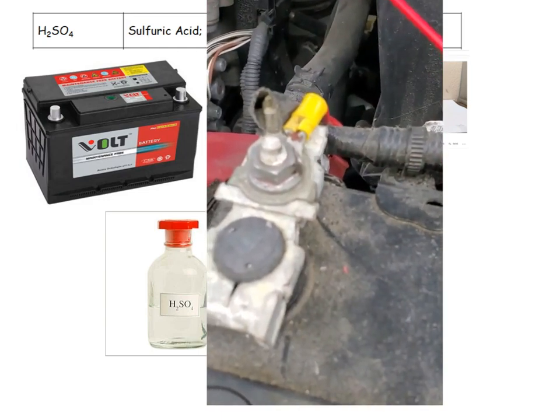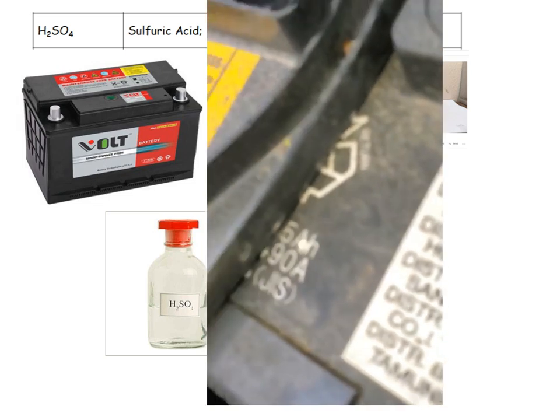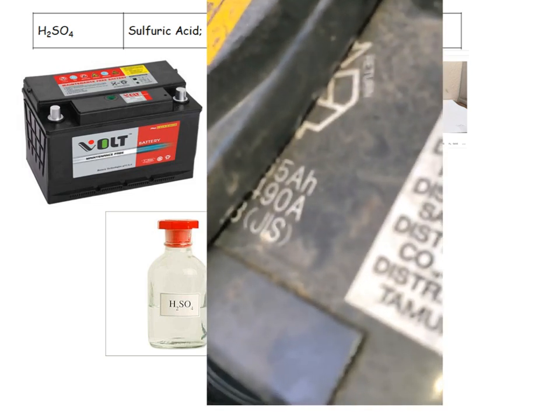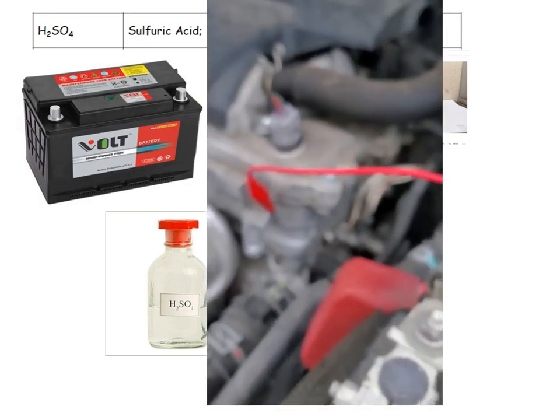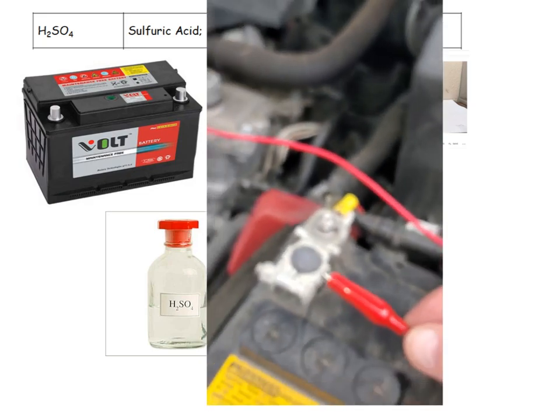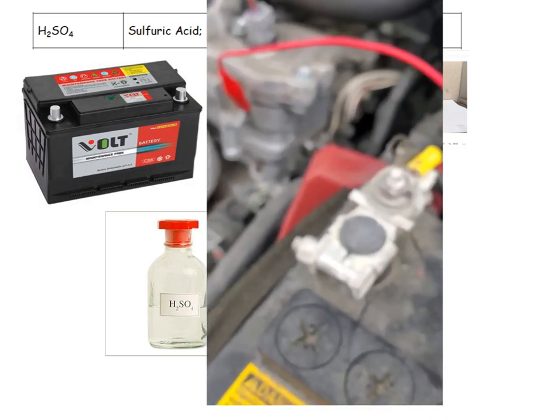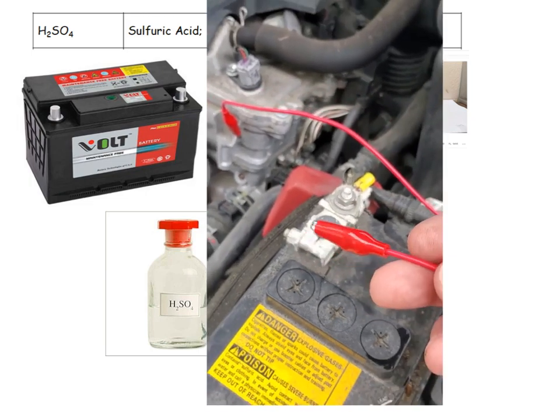You can get a lot of current from a car battery. In fact, this one here, hard to read underneath there, is rated at 490 amps, which, if I connected this wire to it and kept it connected, would probably melt the wire in short order.